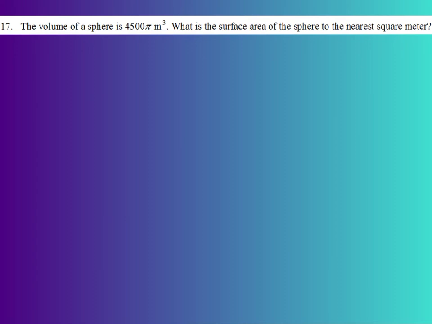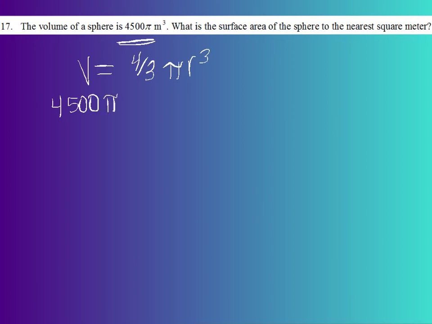So what we want to do is use this first bit of information to find our radius. So volume is equal to 4/3 pi r cubed. But I know volume is 4,500 pi. So I'm going to plug that in for the V. I'm going to leave everything on the right side the same. And now I'm going to solve for radius.